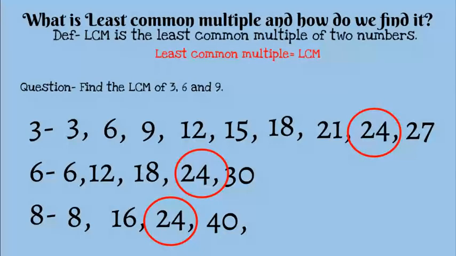So the answer, the LCM of 3, 6, and 9, is 24. I hope you understood. This one was a little bit harder.